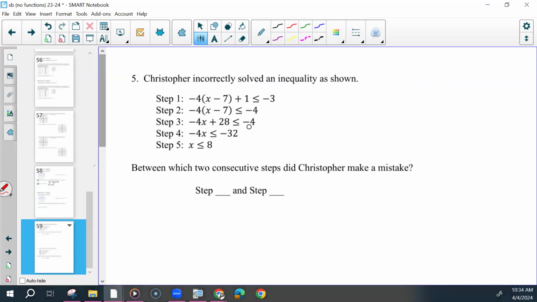That's good. And then here they moved 28 over by subtracting. That's good. And then they divided, but they didn't change this sign. So the steps were between 4 and 5. If you were to put in this original into Desmos, it would show you this, but shaded the other way. So that would also show you which 2 steps. Questions on any of those?